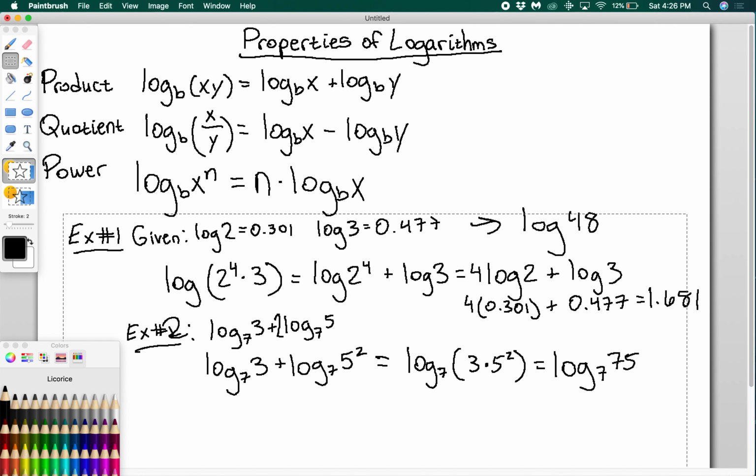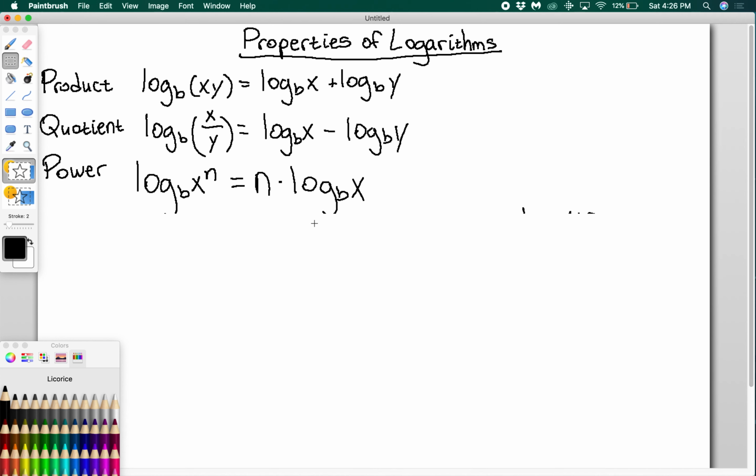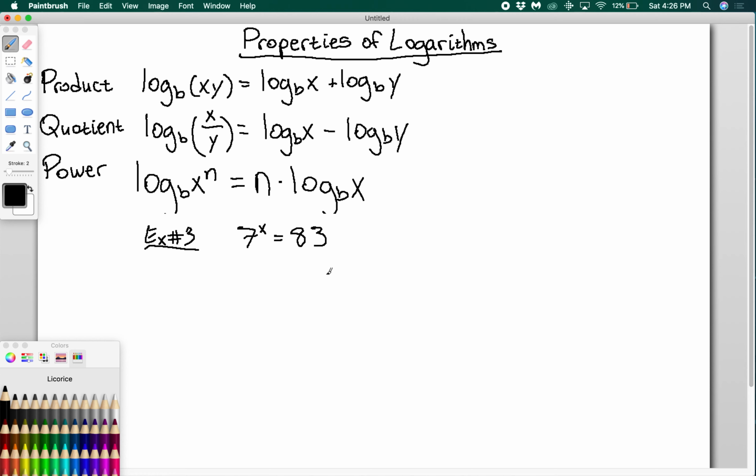Let's say this time I want to solve this equation. Let's say I have 7 to the x equals 83, and I want to solve this equation. Well, how am I going to do that? What we can do is start off by taking the log of both sides. So I'm going to write log of 7 to the x equals log 83.